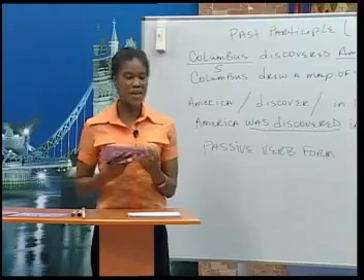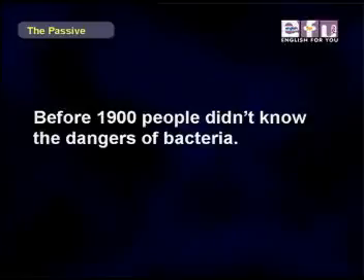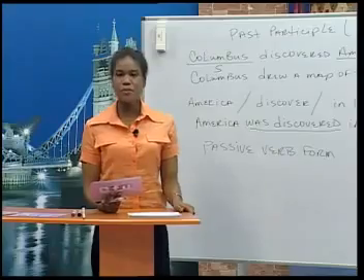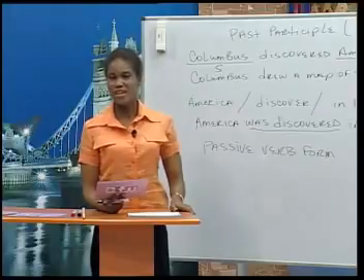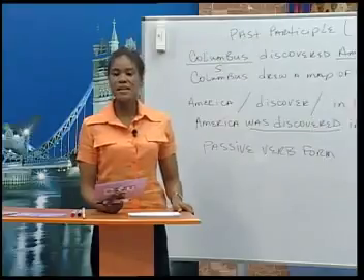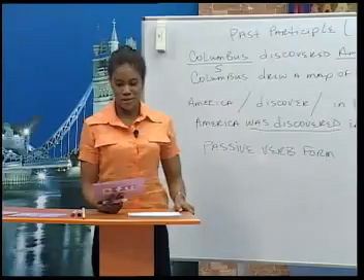Great. Now, Alberto, one for you. Before 1900, people didn't know the dangers of bacteria. Before 1900, the dangers of bacteria were not known. Okay. And do we need to say by people? I don't think so. Animals don't care. Good. So we don't always use the agent, meaning the by part of the sentence, because it is not necessary or we don't know. All right, good job, everyone.